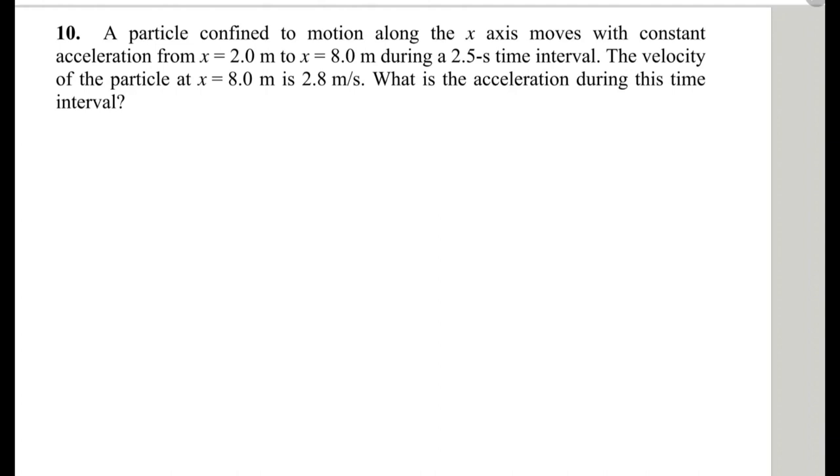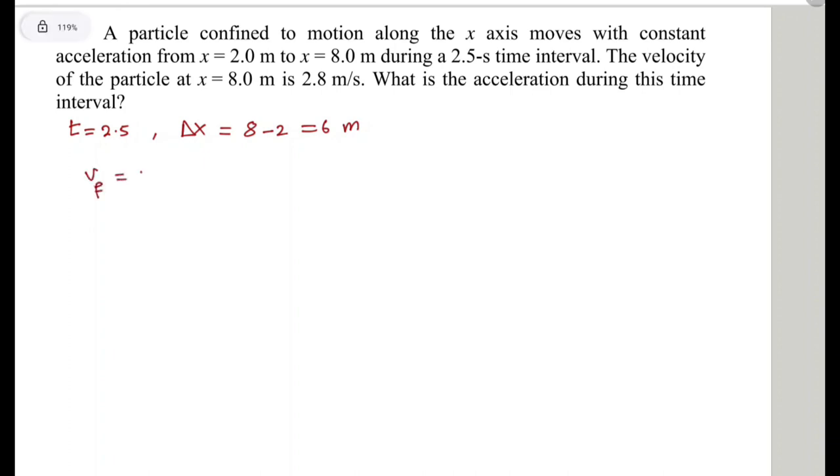A particle confined to motion along the x-axis moves with constant acceleration from x equal to 2 to x equal to 8 during a 2.5 second time interval. The velocity of the particle at x equal to 8 is equal to 2.8 meters per second. What is the acceleration during this time interval? Now we have here time equal to 2.5 seconds, and delta x is equal to 8 minus 2, or 6 meters. Now use the equations of motion.